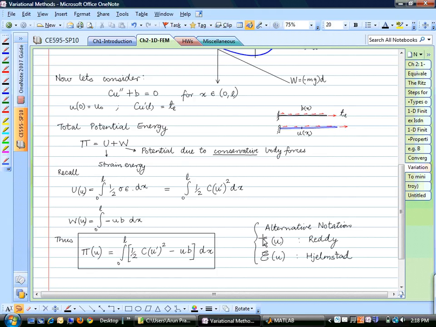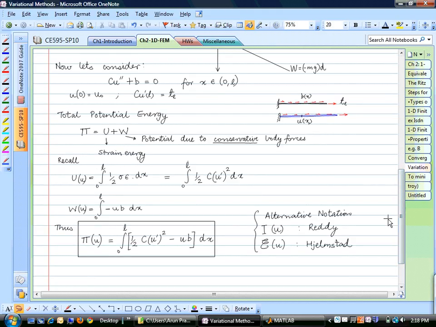Just to let you know, in Reddy's book, they use the notation I(u), which is essentially the same thing as this. And in Journal's book, he uses the notation script E, which is a functional of u, which is also the same thing. So if you're reading those books, you can relate those quantities with this.